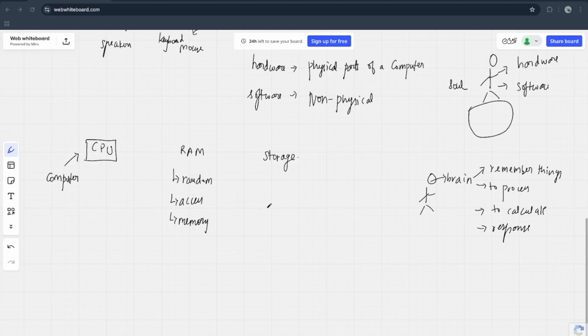Say, for example, this is the library desk, or you can say this is a bookshelf in which there are so many books here. You are sitting at a round table, studying. So this bookshelf is called storage, and you are going there, getting some books, and studying here. So this is called RAM.